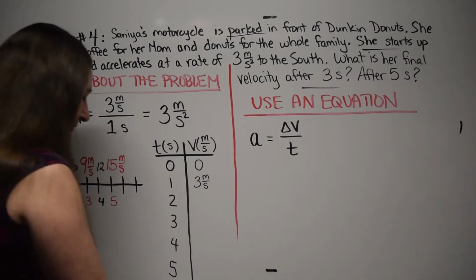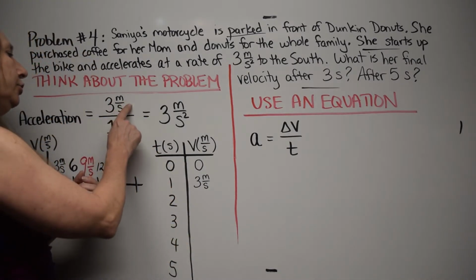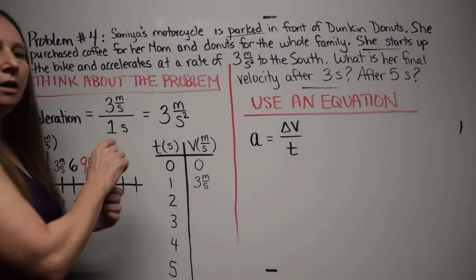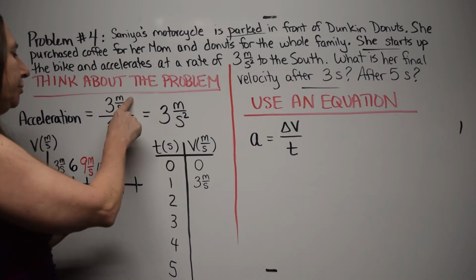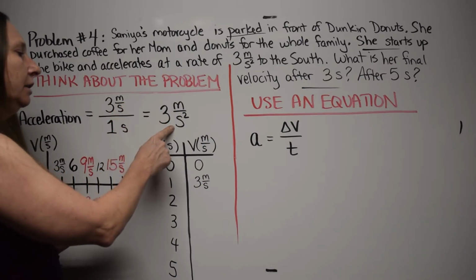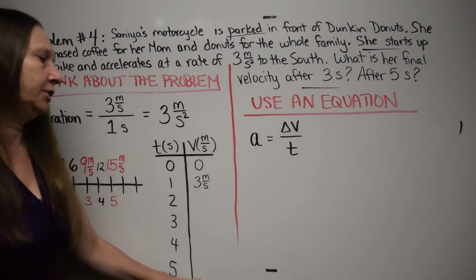You see, what the acceleration means is that her velocity changes by 3 meters per second per every second. And meters per second divided by second gives you the unit meters per second squared. That's the unit for acceleration.